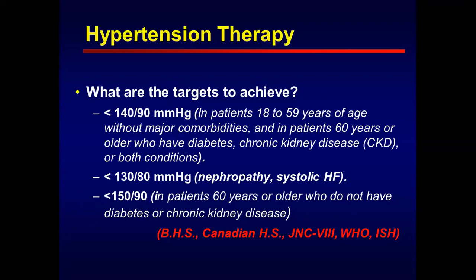So in this category of patients, when you bring the blood pressure below 140/90, you can say you have a controlled blood pressure. But you should further bring it down to 130/80 in patients with nephropathy or patients who have systolic heart failure.